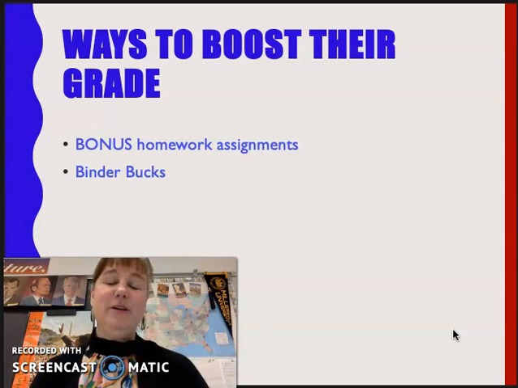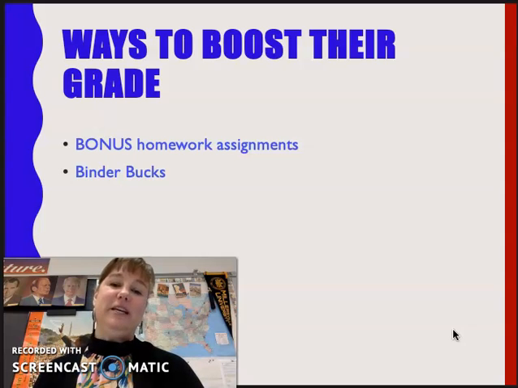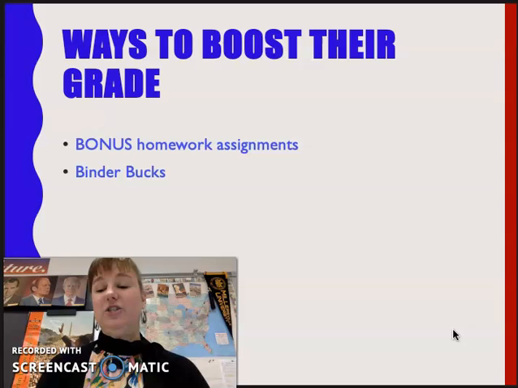They can also collect Binderbucks. Normally I would hand these out. I won't be handing them out this year. I'll just be keeping a tally. But when we play review games in class and things like that, they have the opportunity to answer questions and earn Binderbucks, which can be turned in at the end of the marking period for a half point each.